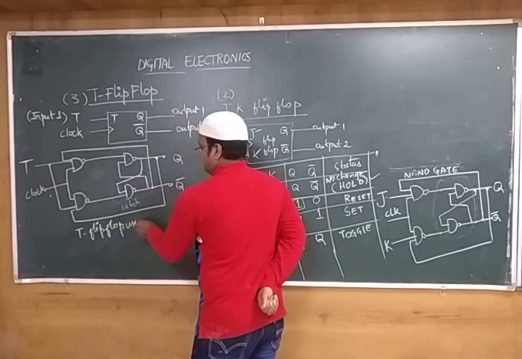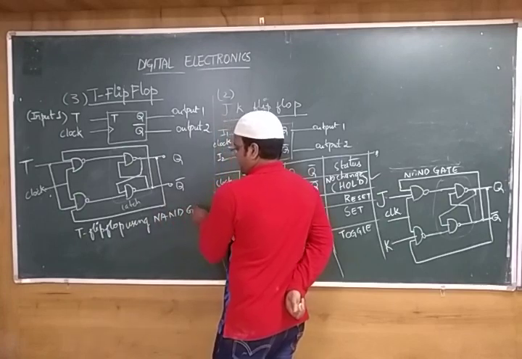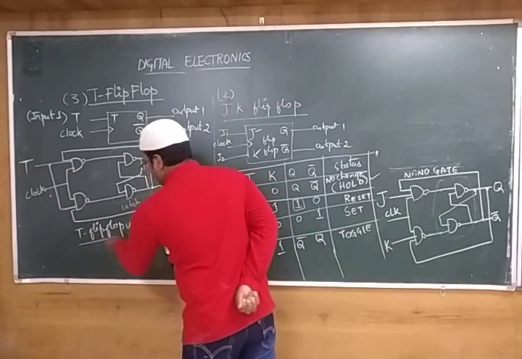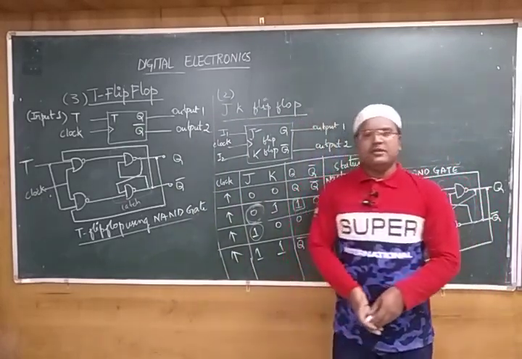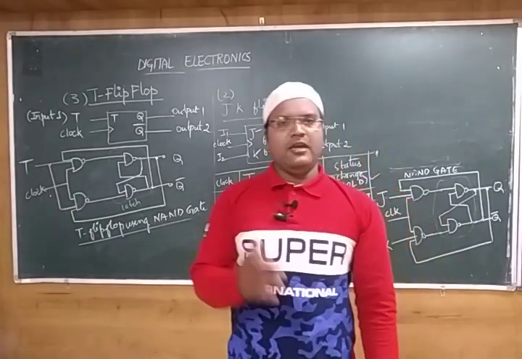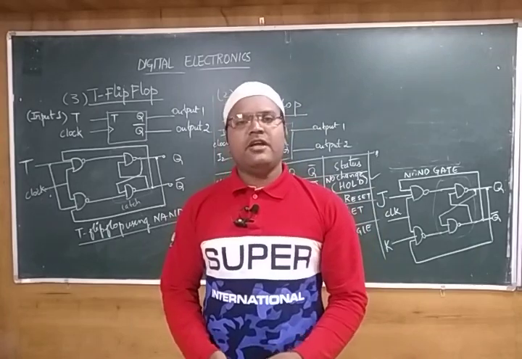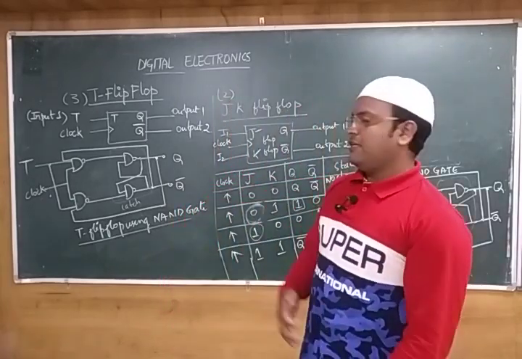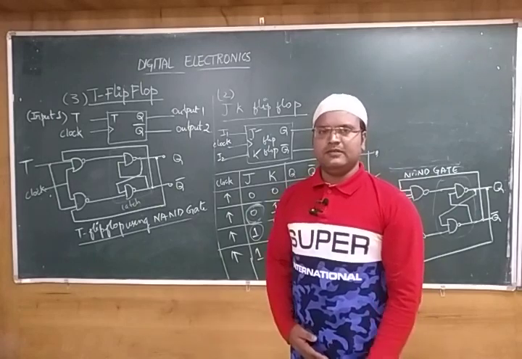using NAND gates. The same thing we can design by using NOR gates also. So in today's class we have seen the JK flip-flop, its truth table and designing, and the toggle flip-flop, its designing, truth table and application. One more flip-flop is left, the fourth flip-flop, the delay flip-flop or D flip-flop, which we are going to see in the next class. Thank you.